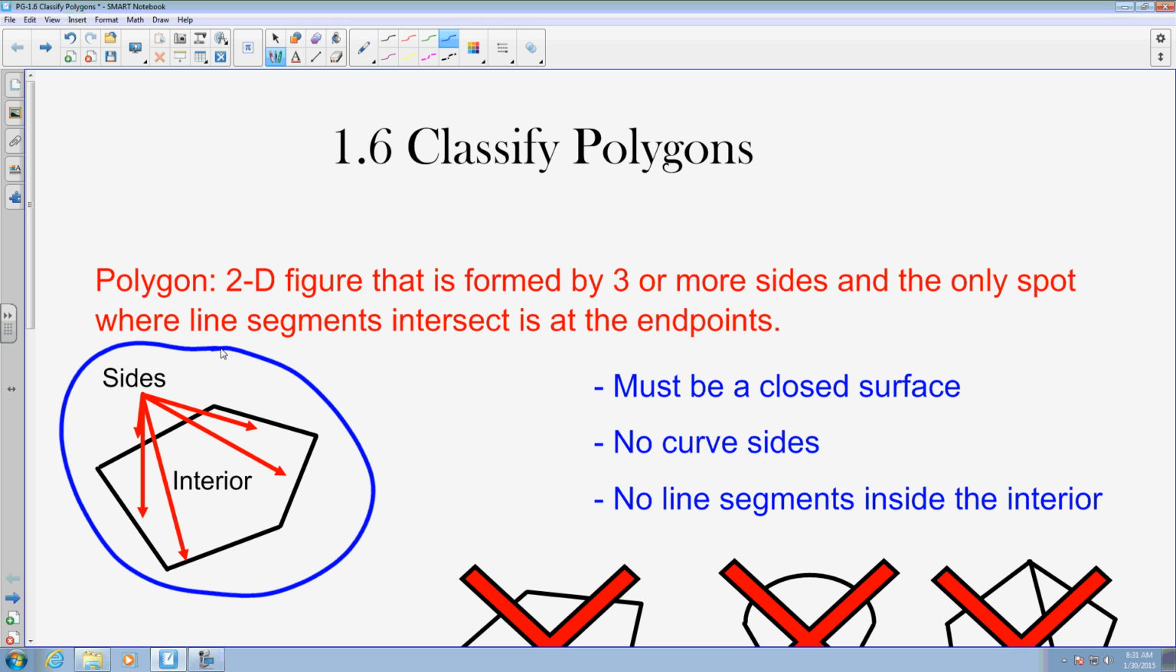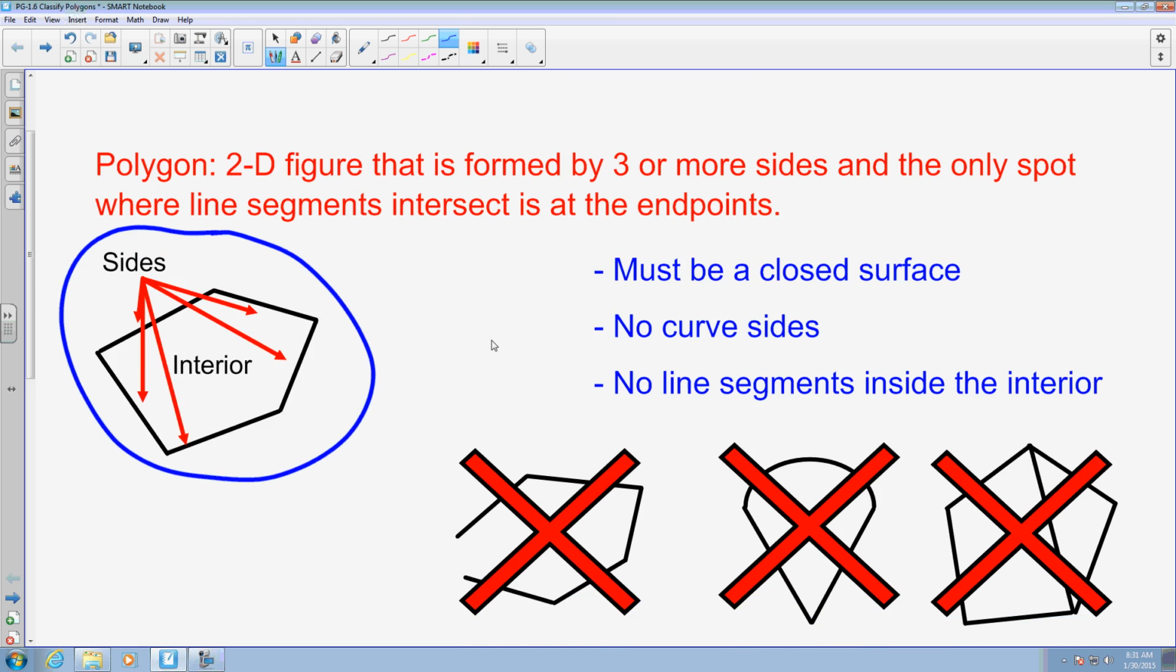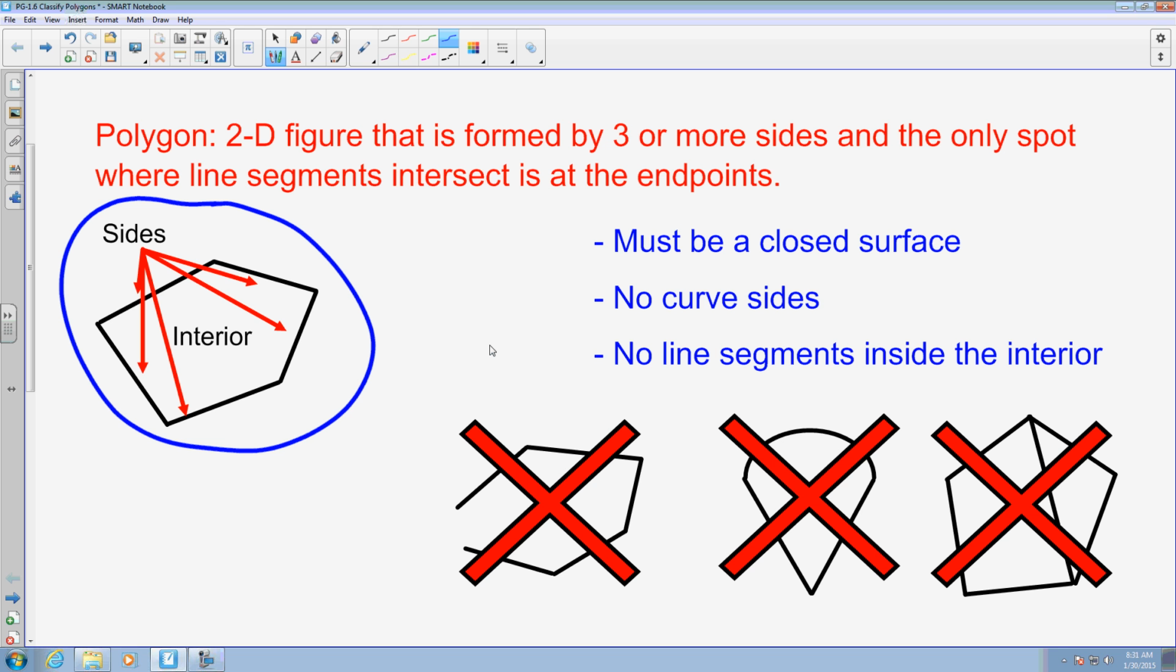An example of a polygon: all of the line segments here represented are called sides, and anything inside of those sides is called the interior. Now, to determine whether a figure is a polygon or not, it has to meet certain requirements. First off, it must be a closed figure, so it cannot be a polygon if there's this opening right here. It doesn't work that way.